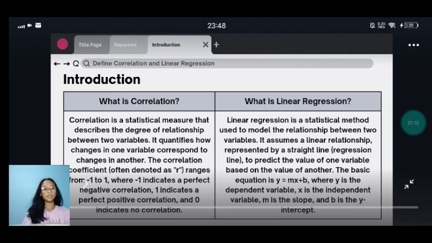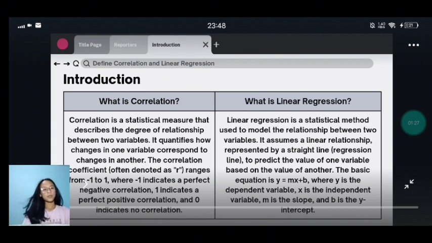So later on in this discussion, makahibaw mo unsa ang kalahian sa perfect negative correlation, perfect positive correlation, o unsa ang no correlation. So later on we will discuss on that.